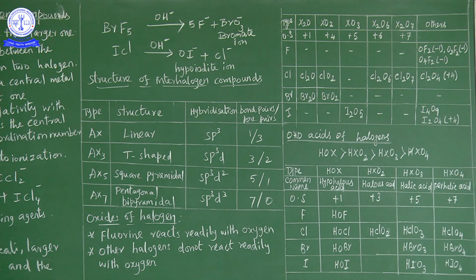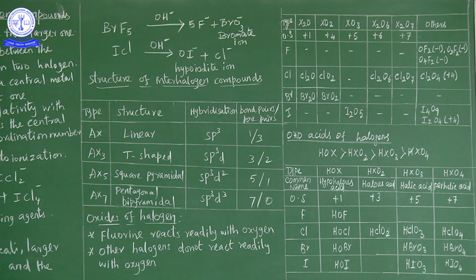Bromine and iodine form similar acids except halous acid. So bromine and iodine form the remaining acids except halous acid: hypobromous acid, hypoiodous acid, bromic acid and iodic acid, and perbromic acid and periodic acid. Unlike chlorous acid, bromous acid and iodous acid do not form. Fluorine forms only hypofluorous acid.